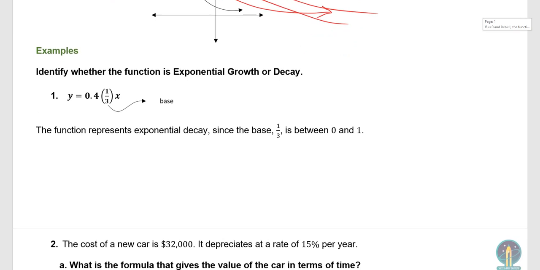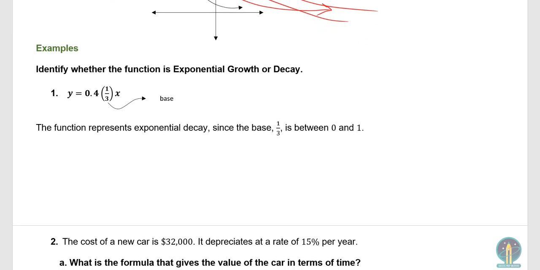Identify whether the function is exponential growth or decay. Looking at this, this is the a term, which is greater than 0, so this is good. Now the b term is 1/3. Since the b term is 1/3, the function represents exponential decay, since the base 1/3 is between 0 and 1. Actually, this x should be up here in the exponent. So this equation refers to exponential decay, again, because the base, the b term, is between 0 and 1.